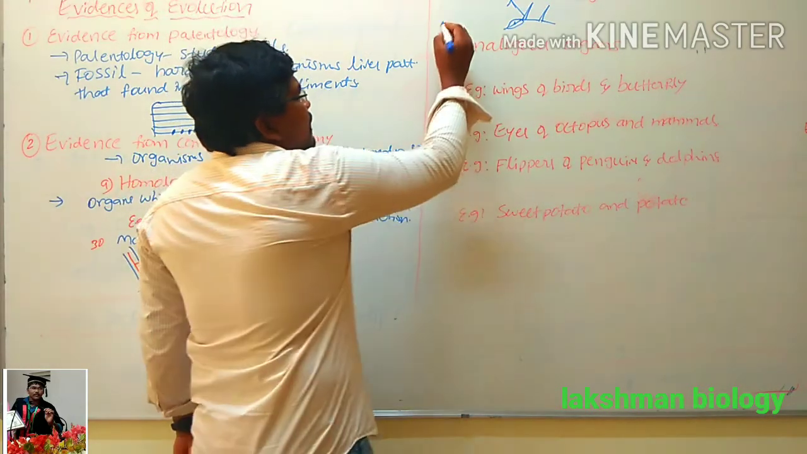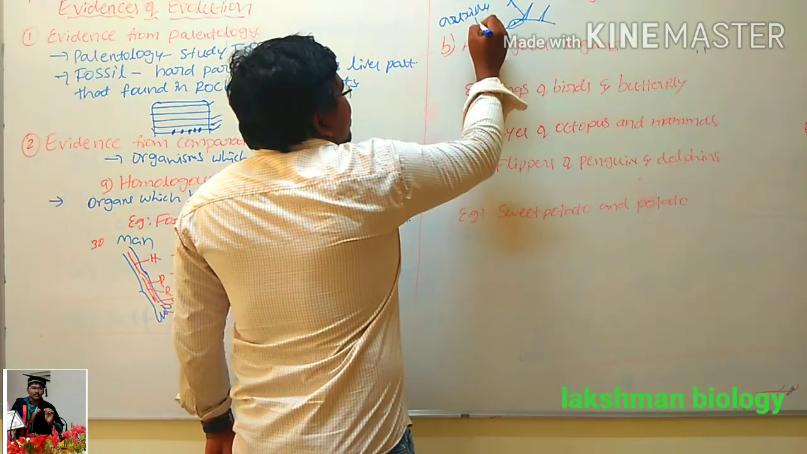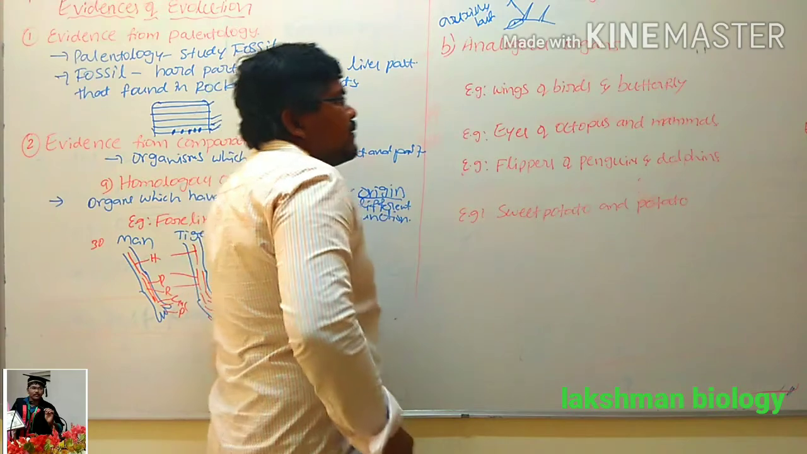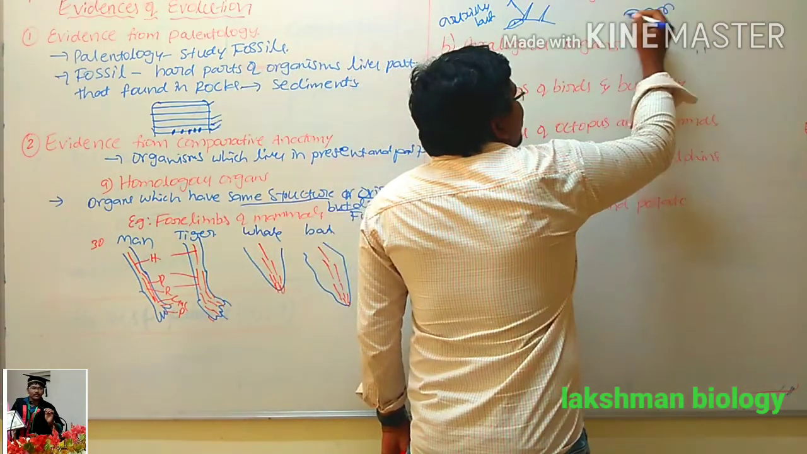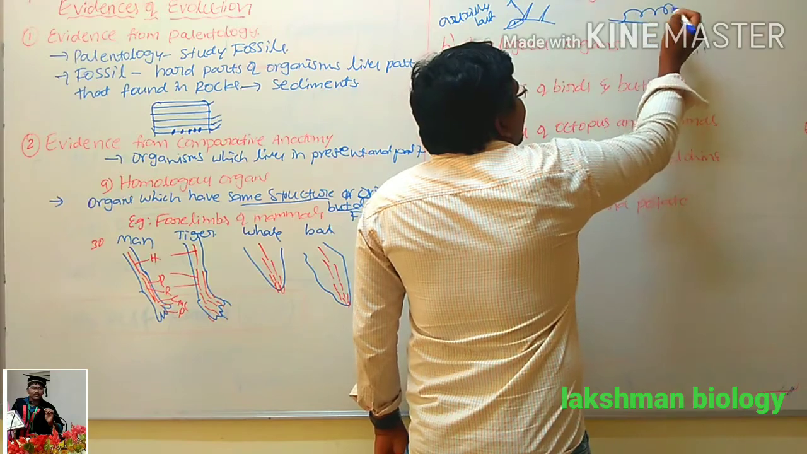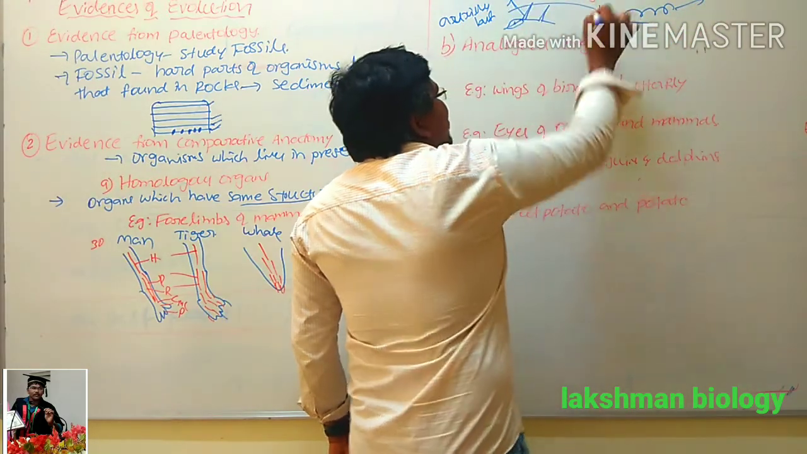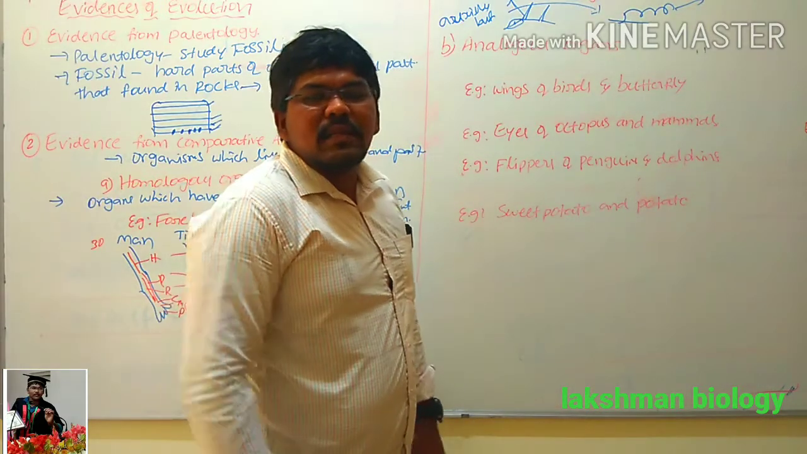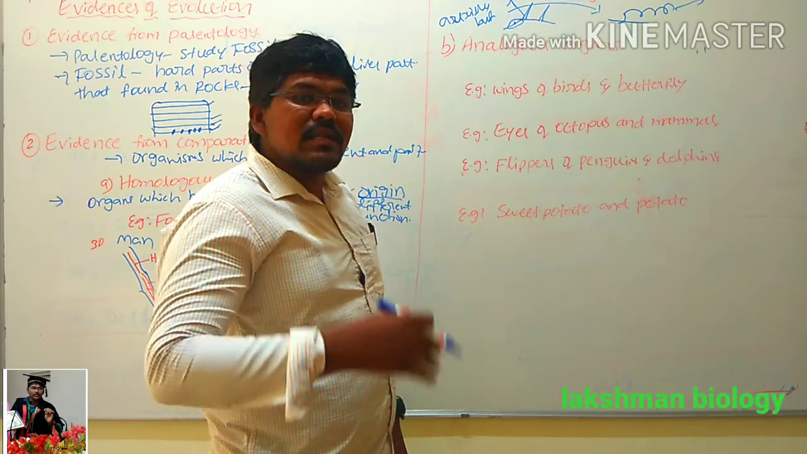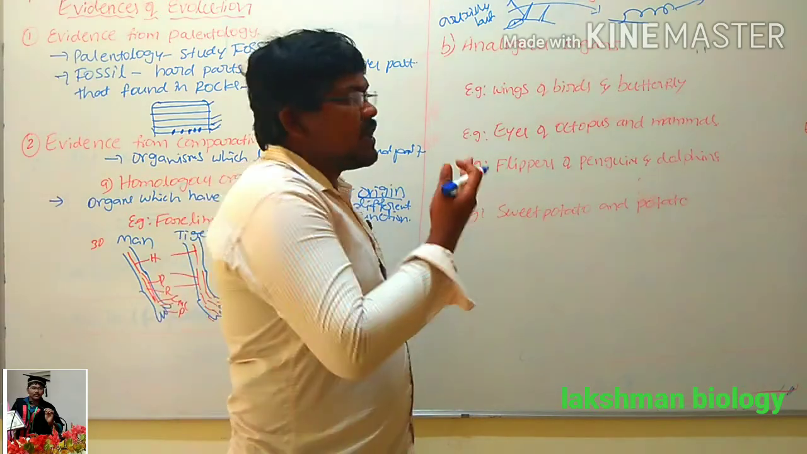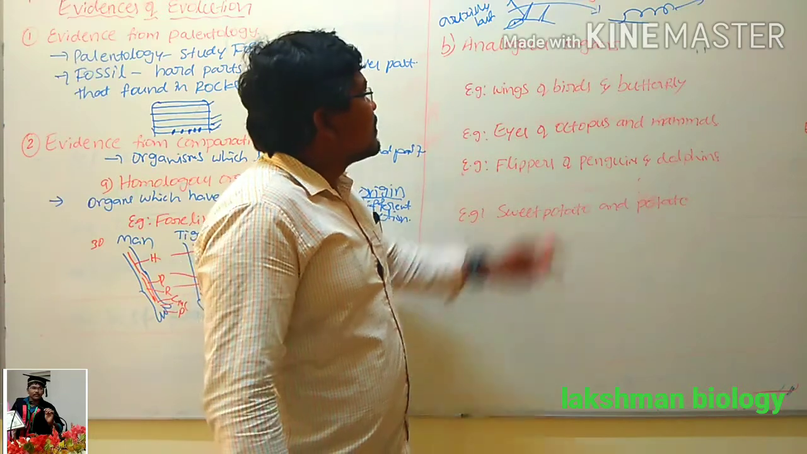The thorns of bougainvillea originated from the axillary bud. And these are the tendrils of cucurbita. These tendrils of cucurbita also originated from the axillary bud. What is the definition of homologous organs? The organs which have same structure or origin. Here same origin is there. Same origin but different function.